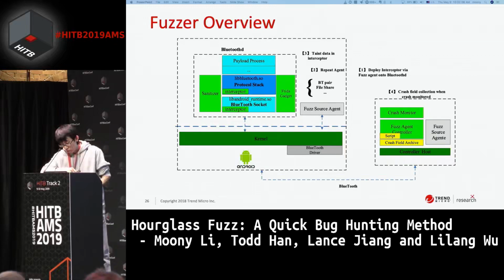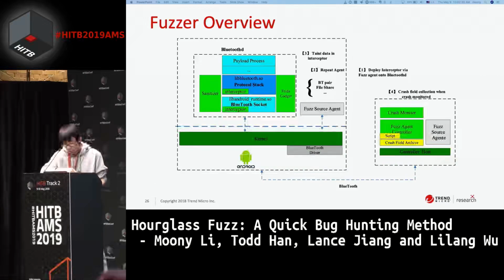Also, as we said, Bluetooth has two ways to communicate. One is local communication, and the other is remote communication. There also should be a payload process, which is used to perform local communication with Bluetooth. And on the right is the controller, which contains a monitor, a fuzzing agent, and a fuzzing agent controller.